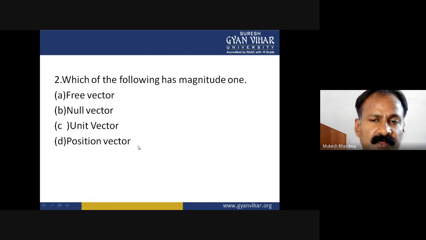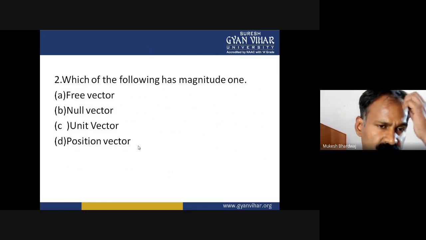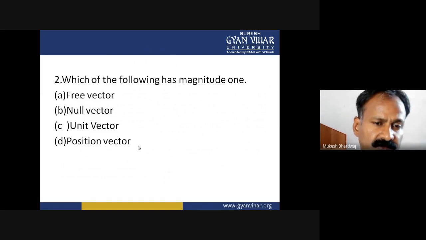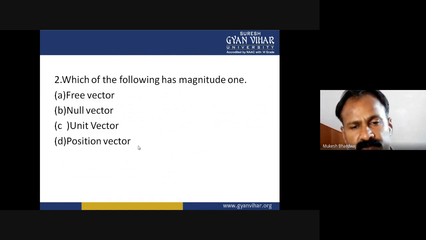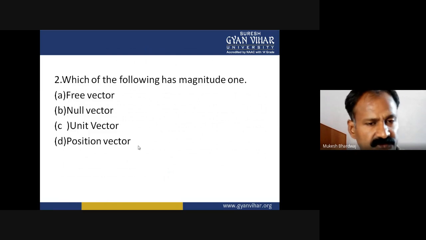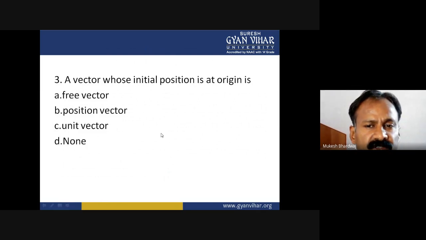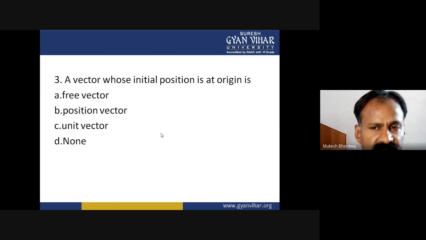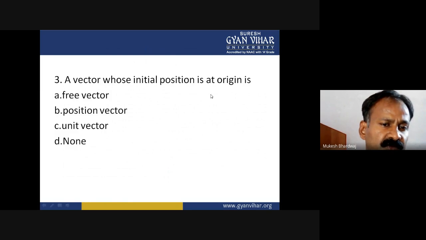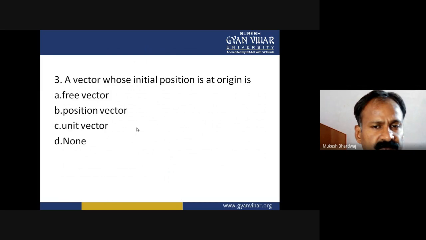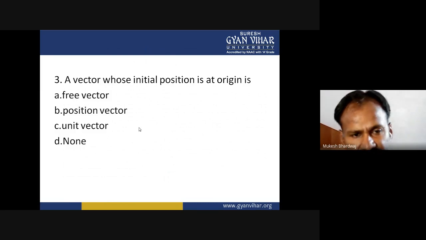Which of the following has a magnitude of 1? Free vector, null vector, unit vector, position vector. So choose the appropriate answer. The answer is unit vector. A vector whose initial position is at the origin is a free vector, position vector, unit vector, or none. So a vector whose initial position is at the origin is known as a position vector.